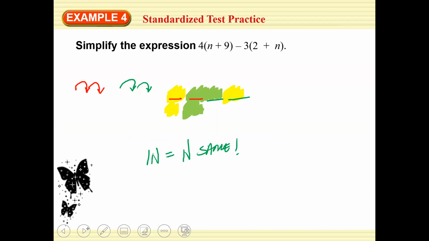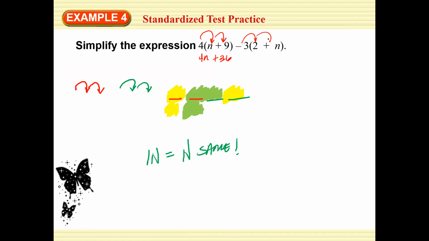All right, question number 3. If you take a look at this right here, what you're going to do is take the 4, distribute it, and you get 4n plus 36. Do the same thing with the negative 3, you get negative 6 minus 3n. After that, we're going to combine like terms. So 4n minus 3n is 1n. 36 minus 6 is 30.